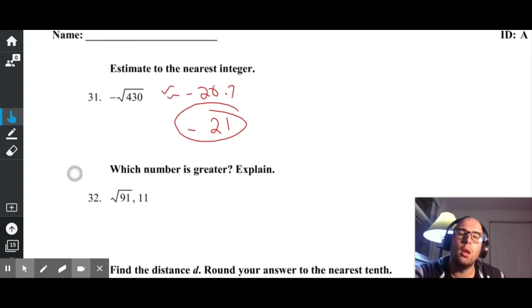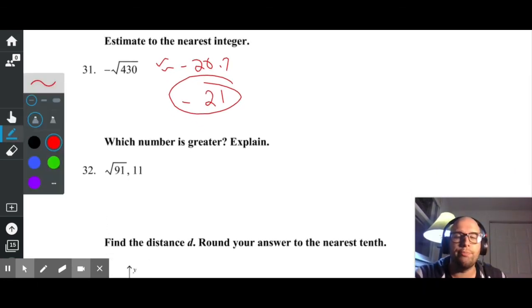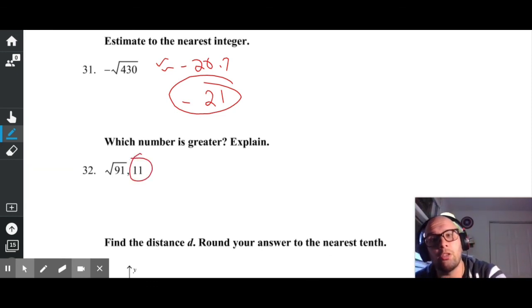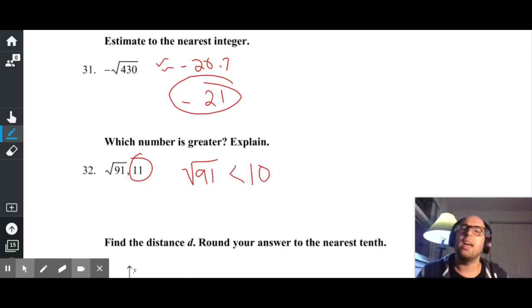Okay. Which number is greater? Well, I don't know what the square root of 91 is. But I do know that the square root of 100 is 10. So the square root of 91 is going to be smaller than 10. So which number is greater? 11, because the square root of 91 is going to be less than 10, and 11 is bigger than 10, so 11 is bigger.